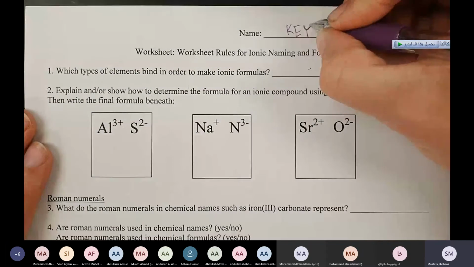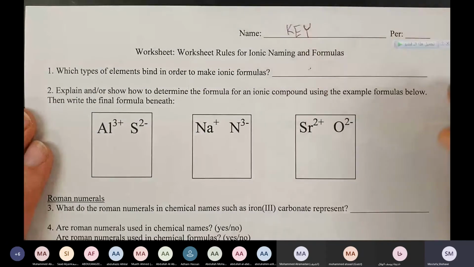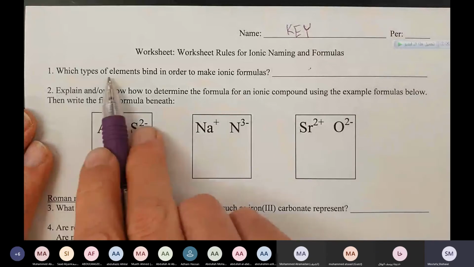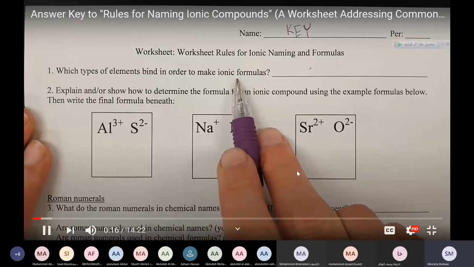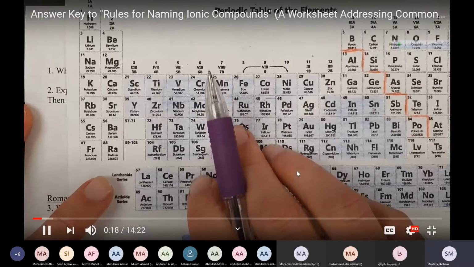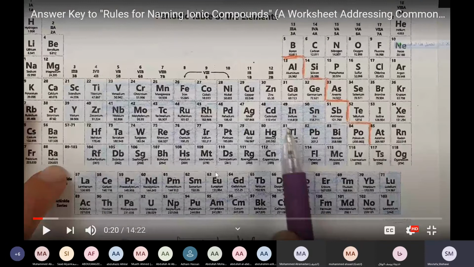I'm not going to read out all the answers. I'm just going to talk about this to make sure you're listening. The first one: which type of elements bind in order to make ionic formulas? That is metals and non-metals. Remember, metals are anything on the... It's talking about what makes ionic compounds. Okay. Ionic compounds are formed between metals and non-metals.